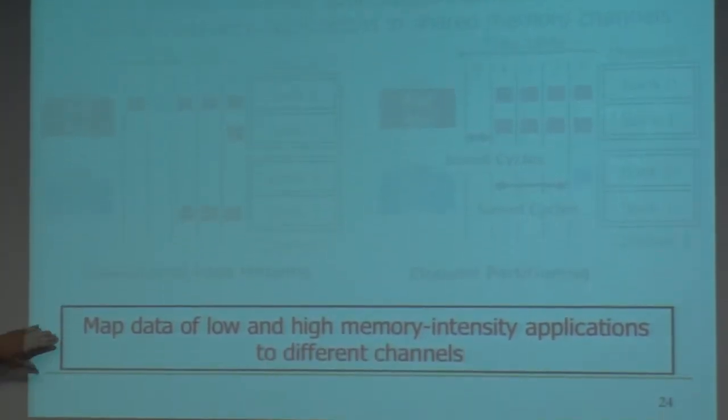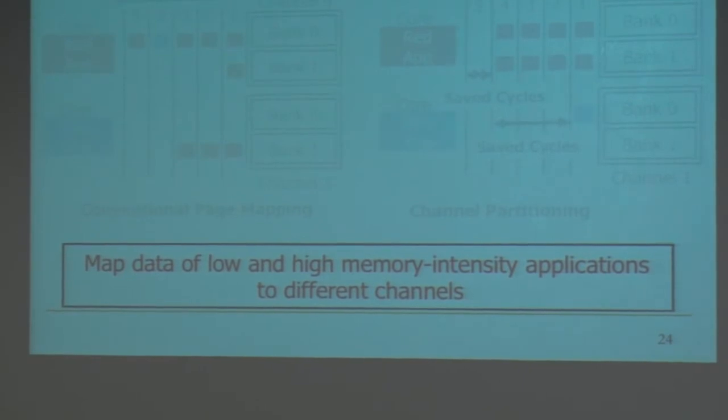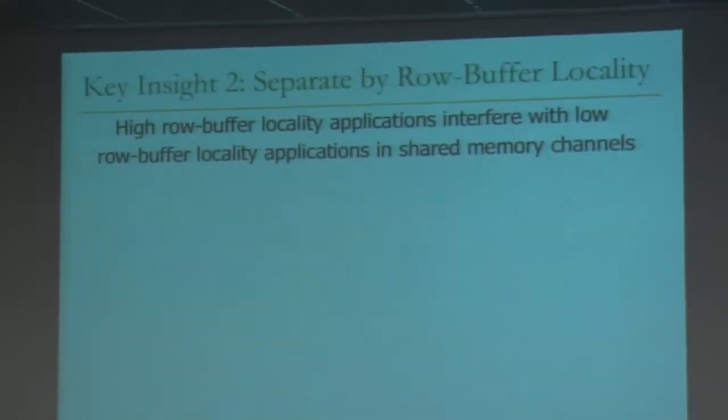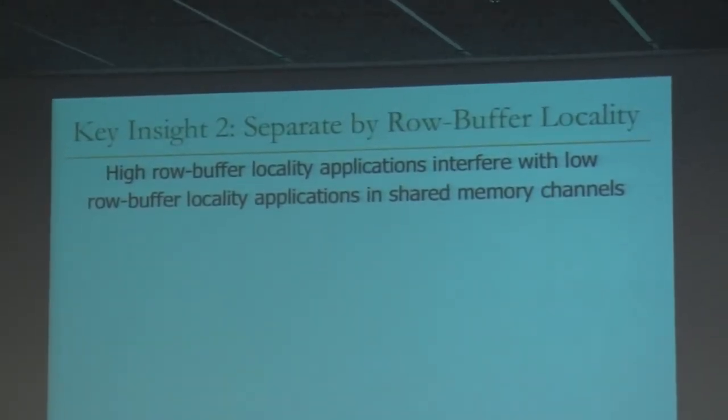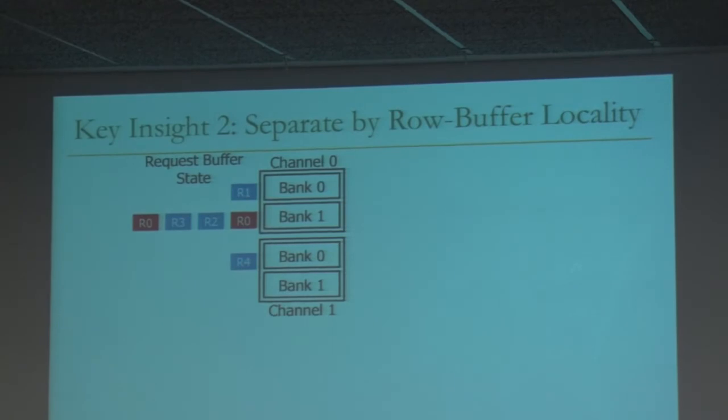Map data of low and high memory intensity applications to different channels. Of course, somebody needs to determine this intensity. The second is that high row buffer locality applications interfere with low row buffer locality applications in the memory channels. And separating them is a good idea.